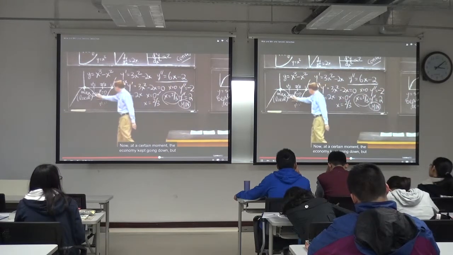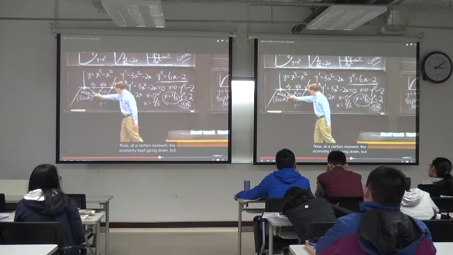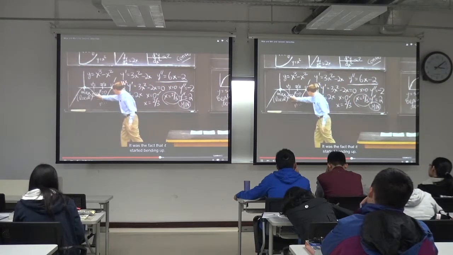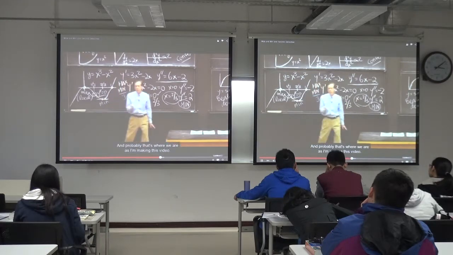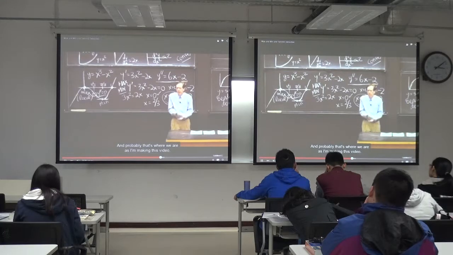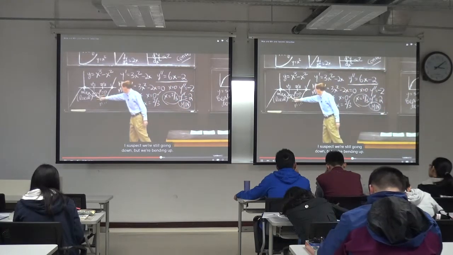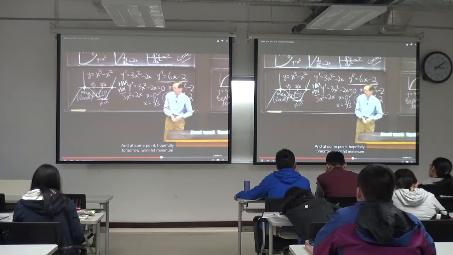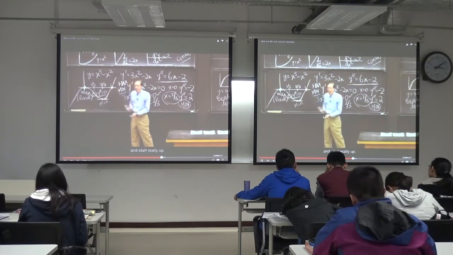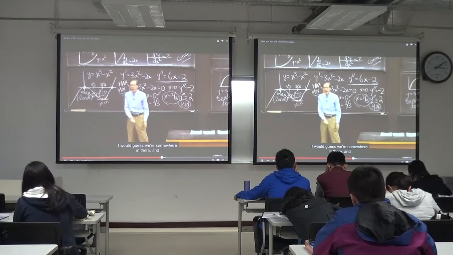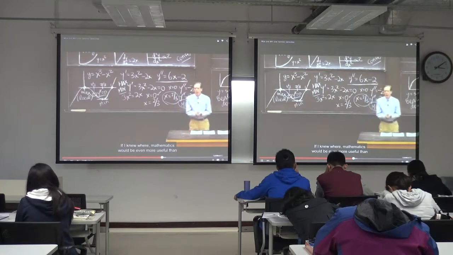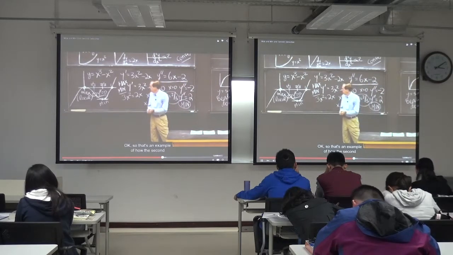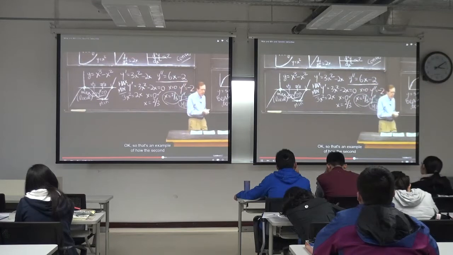Now, at a certain moment, the economy kept going down, but you could see some sign of hope. And what was the sign of hope? It was the fact that it started bending up. And probably that's where we are as I'm making this video. I suspect we're still going down, but we're bending up. And at some point, hopefully tomorrow, we'll hit a minimum and start really up. So I would guess we're somewhere in there, and I don't know where. If I knew where, mathematics would be even more useful than it is, which would be hard to do. Okay, so that's an example of how the second derivative comes in.